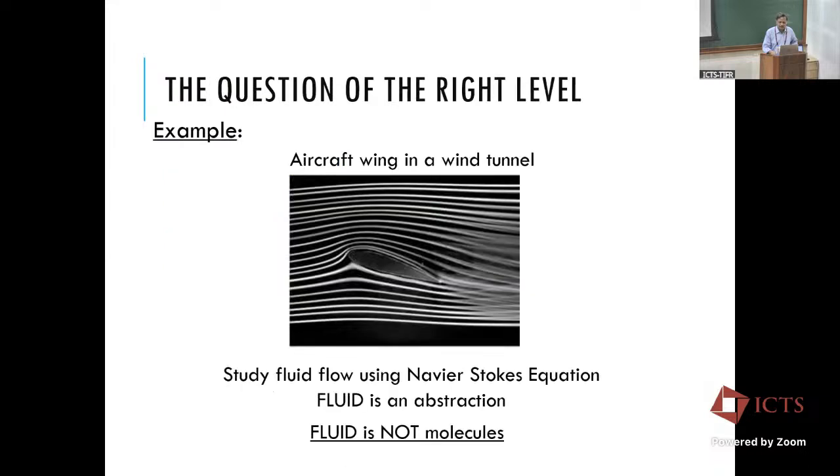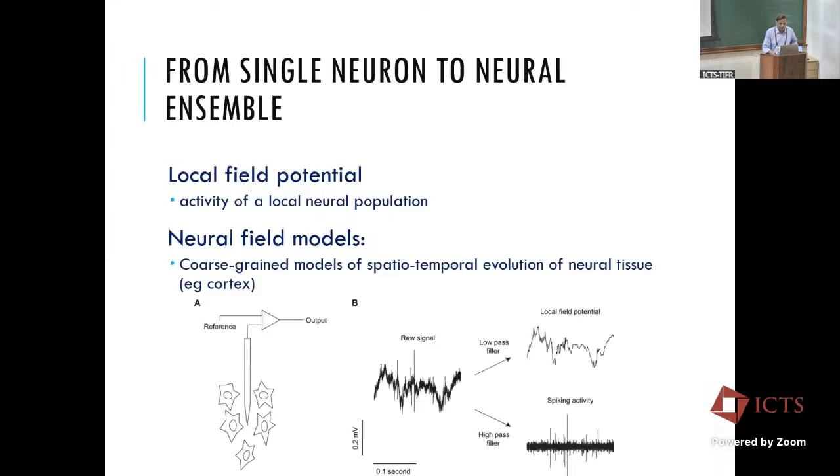Whereas if you take the approach that fluid is a bunch of molecules pushing around, then it'll take forever to design your aircraft wing. So we need to find that sweet spot to be able to come up with large-scale brain models, and that's a big question. That sweet spot could be the local field potential, which Anna just talked about.